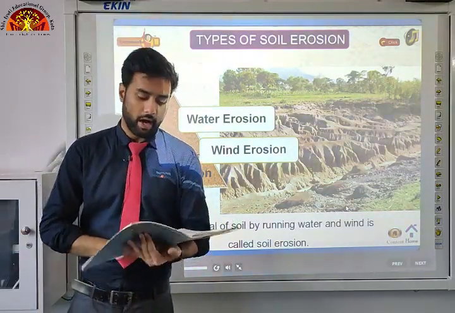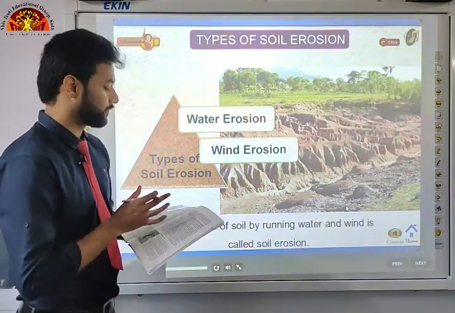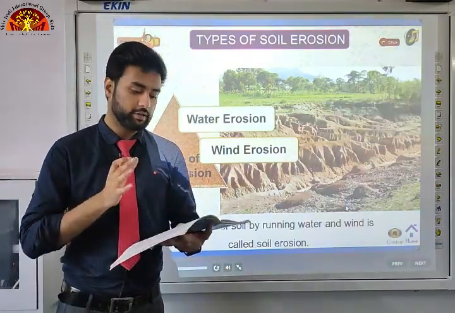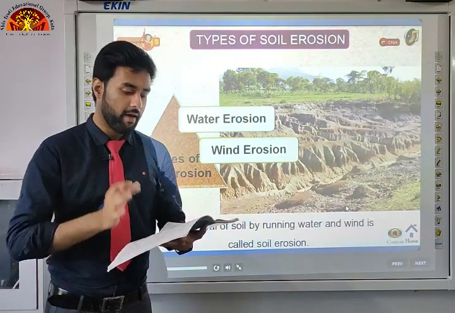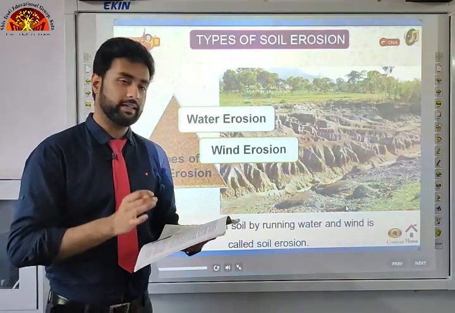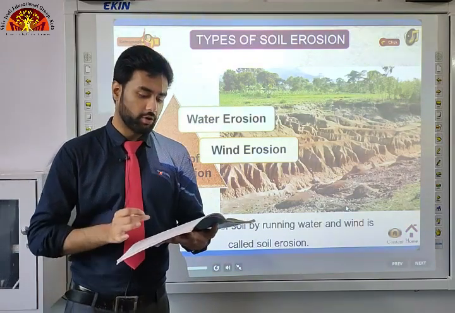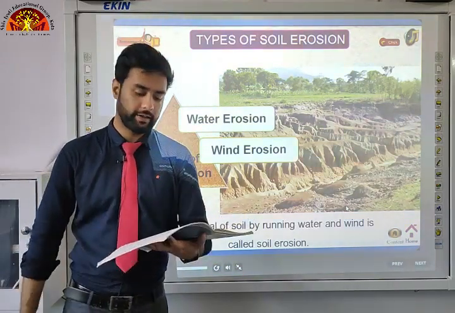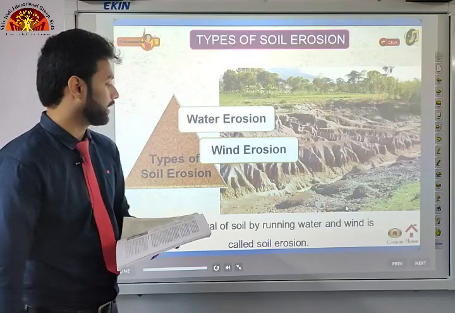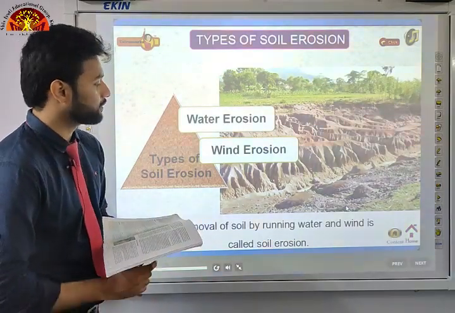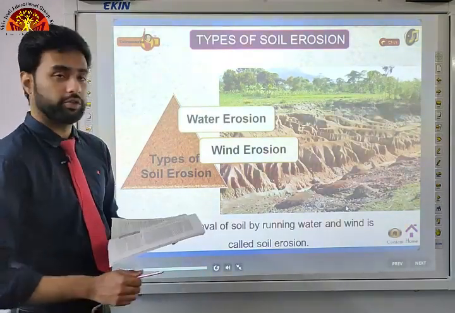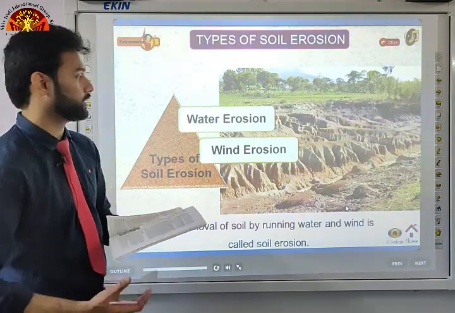Now, wind and water are powerful agents of soil erosion because of their ability to remove soil and transport it. Wind erosion is significant in arid and semi-arid regions. In regions with heavy rainfall and steep slopes, erosion by running water is more significant. Underline these lines from the para, that the removal of soil by running water and wind is called soil erosion. That is the definition of soil erosion.